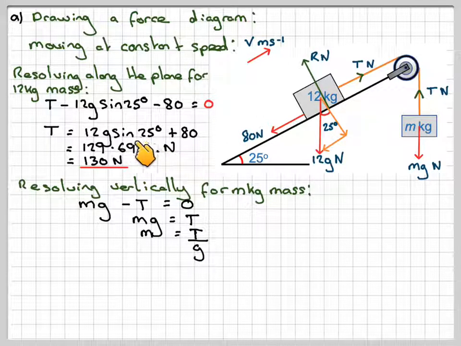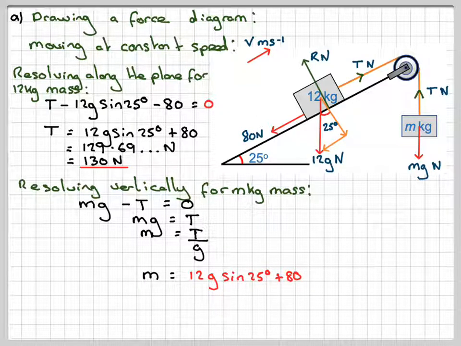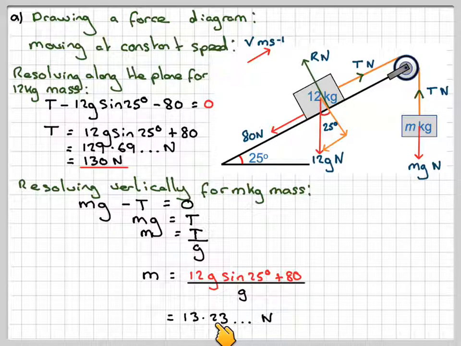So substituting this value in here, don't substitute 130, you need to take one which has not been rounded off. So substituting in 12g sine 25 plus 80, or use answer on your calculator, divided by g, which is 9.8, and that will give the mass being equal to 13.23 kilograms, which gives you 13.2 kilograms.